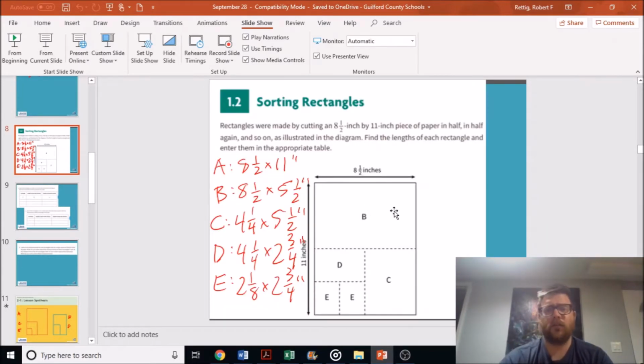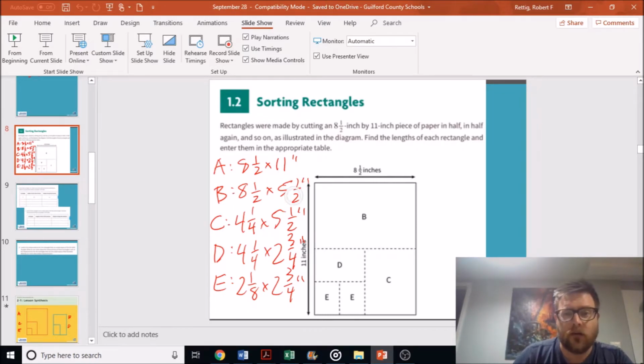And on this activity, you need a piece of 8.5 by 11 and some scissors. We're going to go ahead and cut the dimensions in half, as it says here, and see, based on the resulting side lengths, which group we'll put them in. We'll have two different groups.